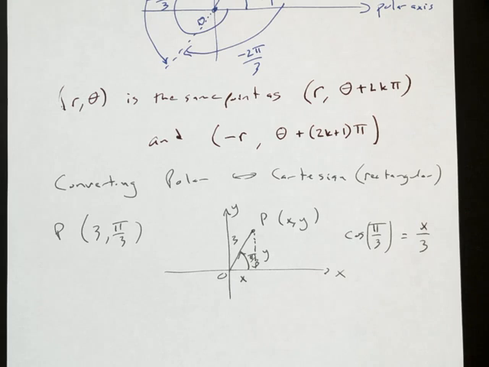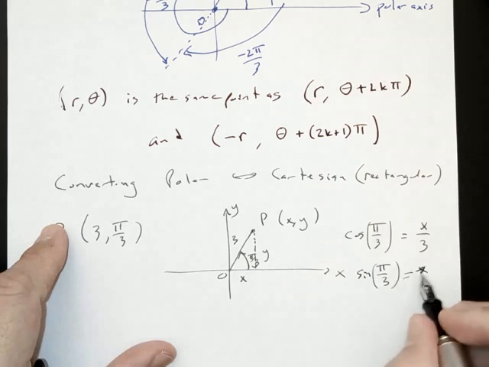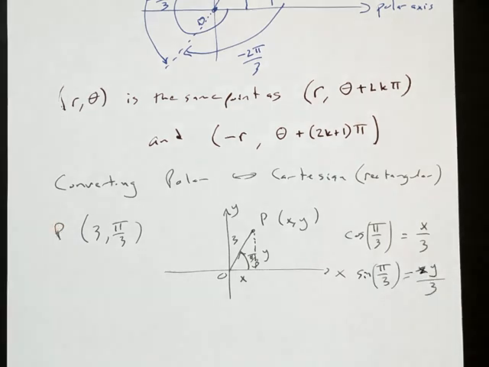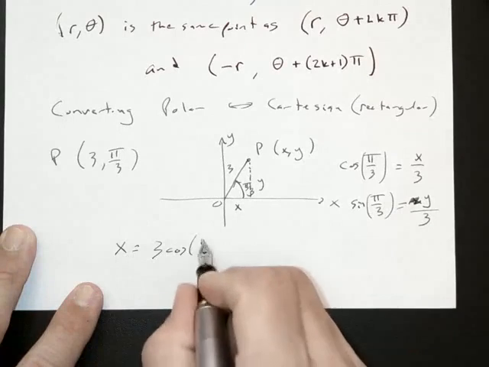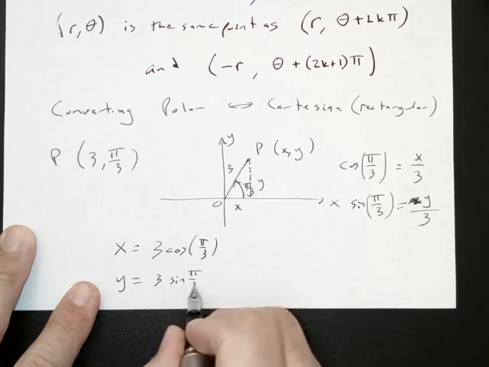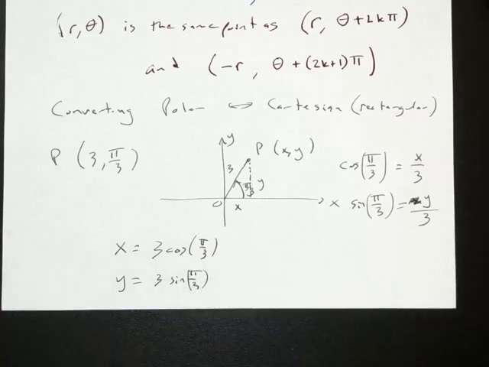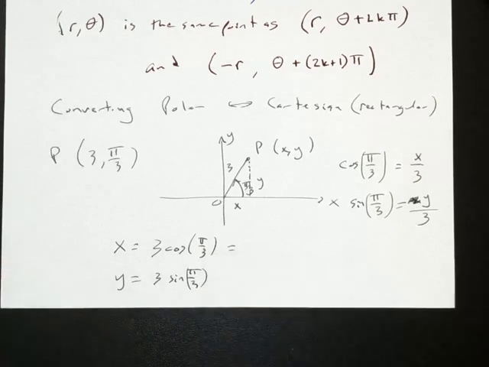And then we define y. I started to write x again. That was a bad thing. Which means I have x is 3 cosine pi over 3, and y is 3 sine pi over 3. And out comes the unit circle in my brain, and I remember what those numbers are: cosine of pi over 3 and sine of pi over 3.